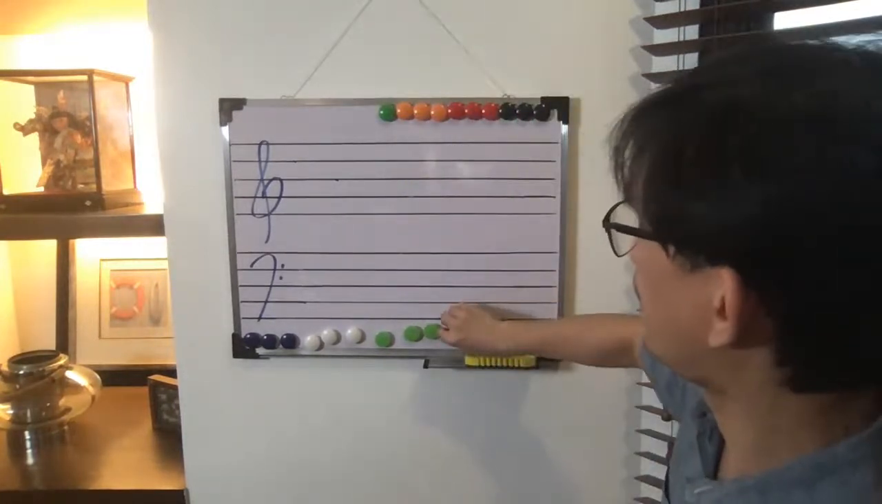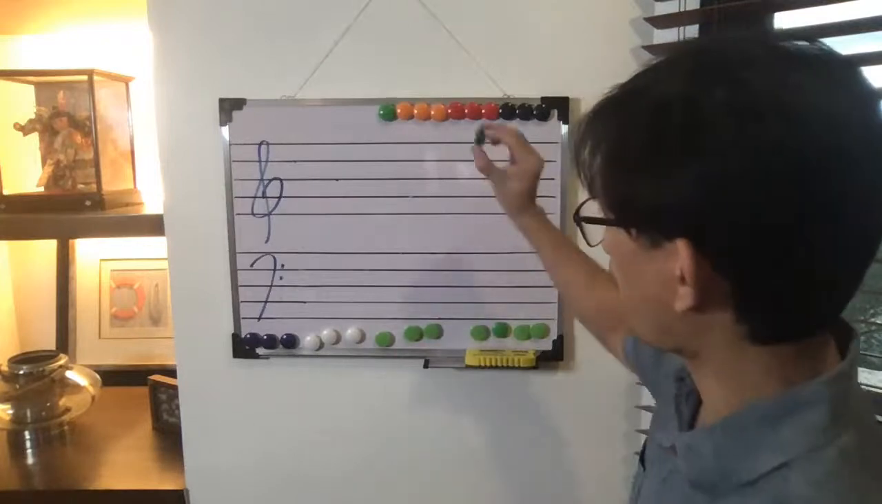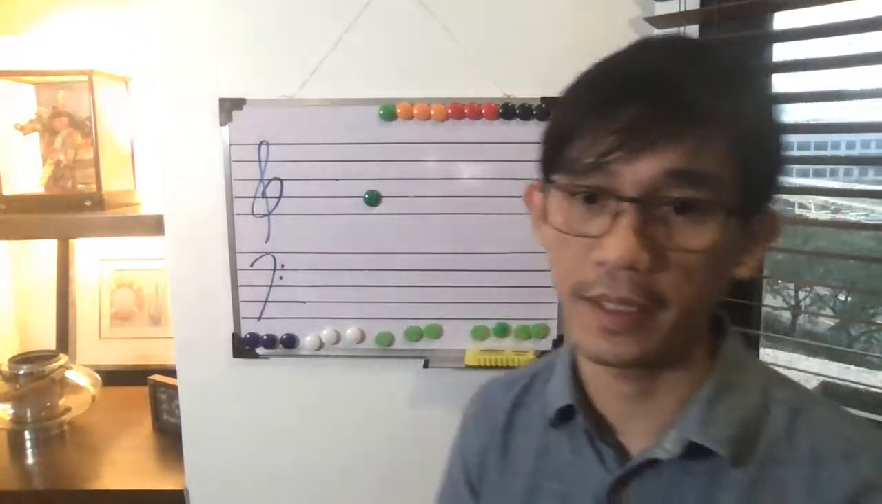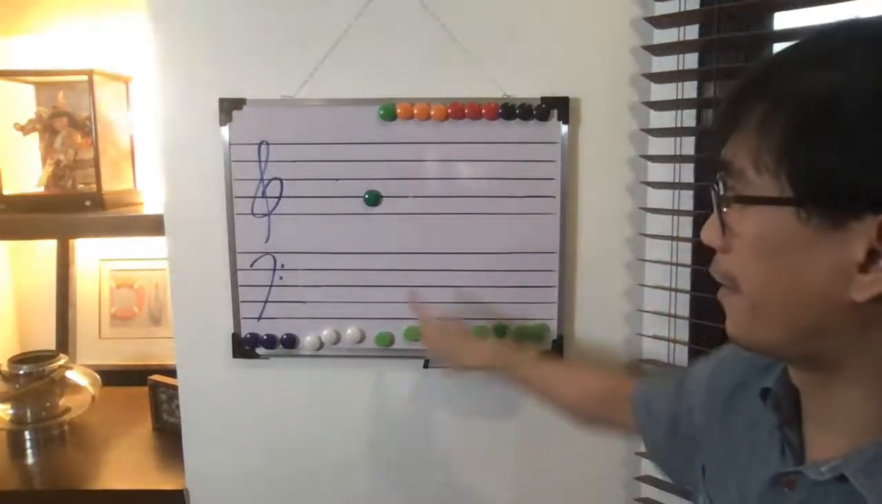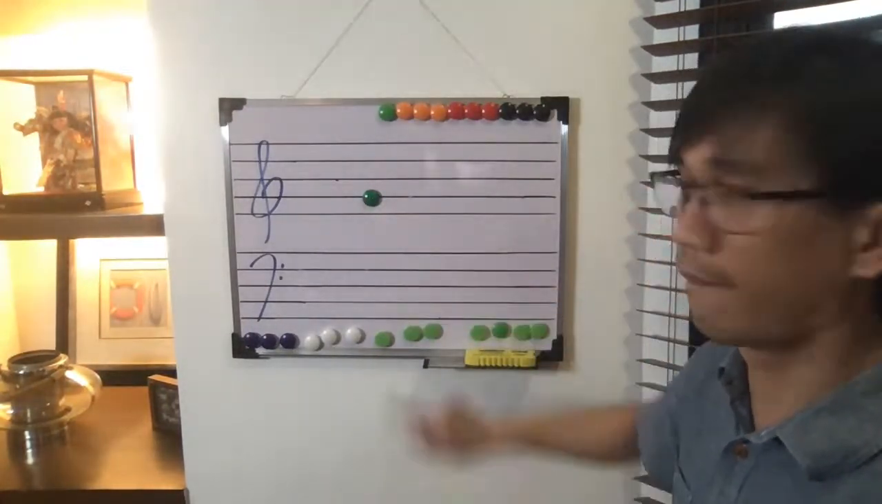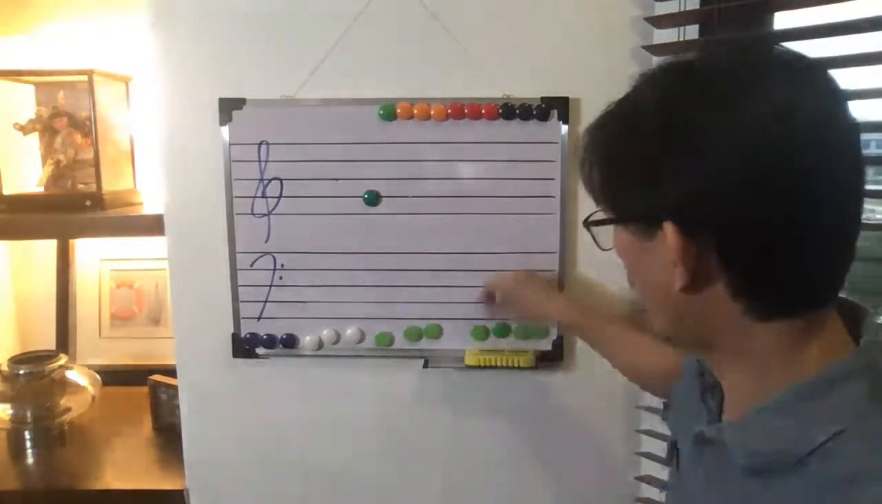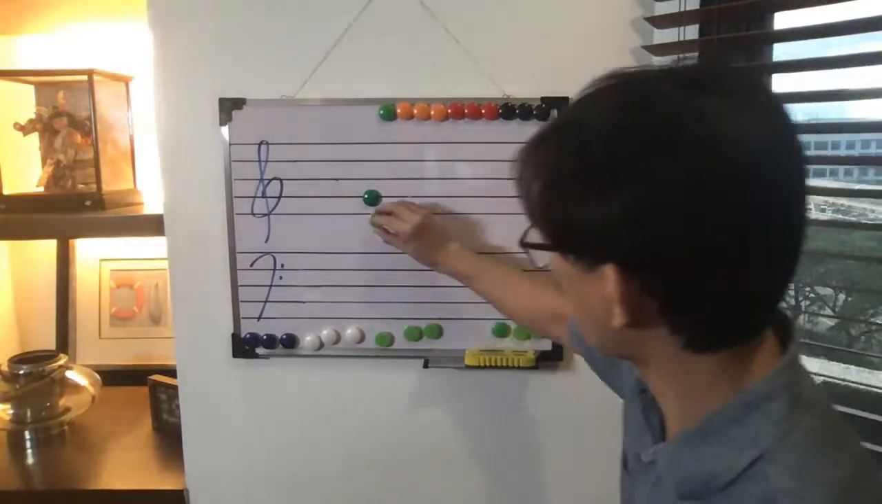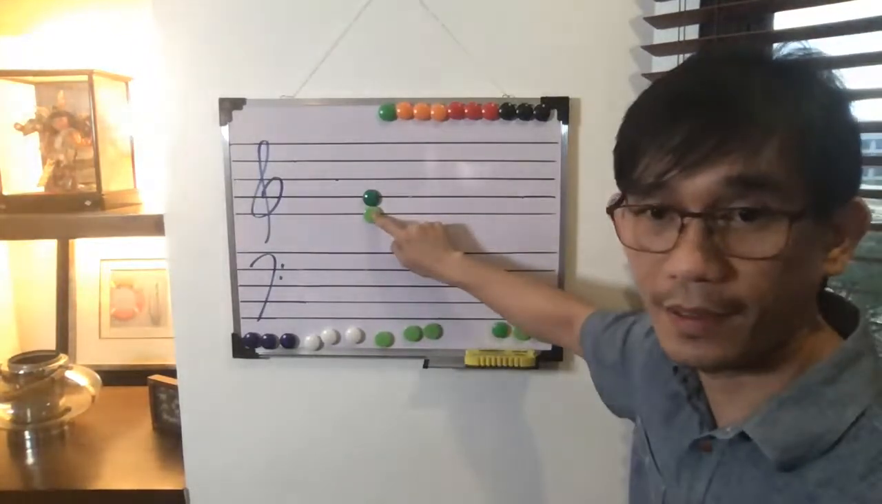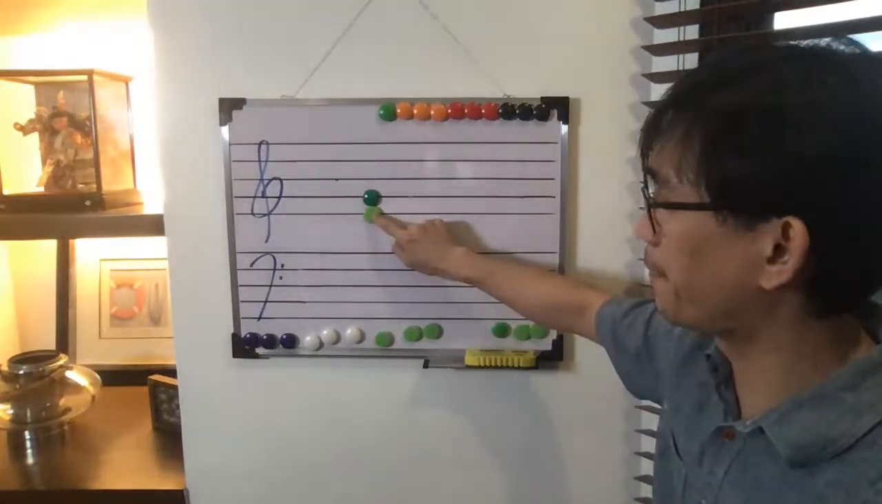So now, if I put this here and I say this is the tonic, what key signature are we in? If I say that's the tonic, we're in G major. But if I say this is the tonic, then what key signature are we in now?